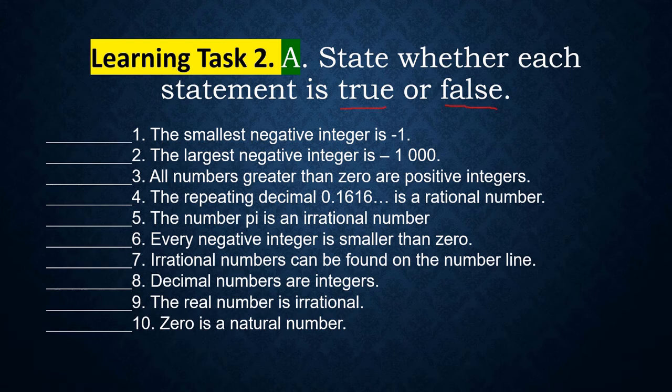For learning task 2, letter A, you're going to state whether each statement is true or false. So, for example, the smallest negative integer is negative 1. Is it true or false? The answer is false. Why? Because on a number line, we have a negative infinity. So, mas malayo sa 0, mas maliit ang value. Okay? So, you do the rest of the numbers from 2 to 10.